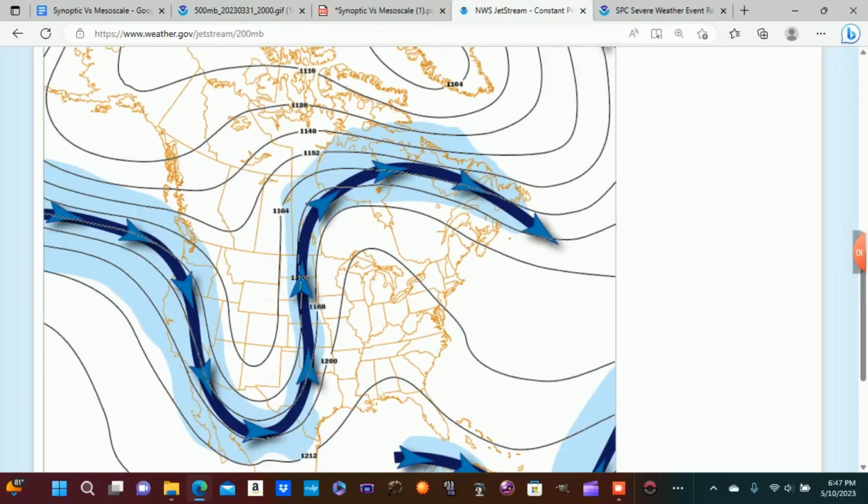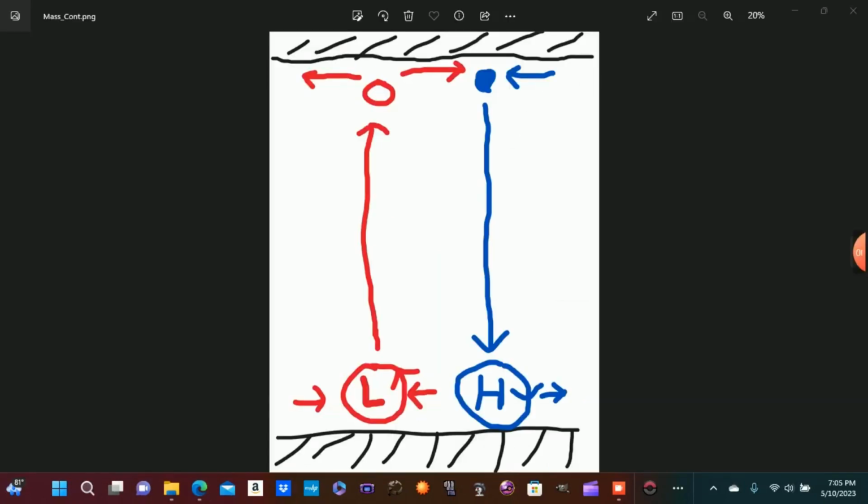The jet stream you see illustrated here on my screen. It follows through your upper level wave pattern, and it is a river of strong winds aloft. And these winds will help create strong upper level divergence, which will then relate to the second source of lift. So what is upper level divergence? The best way to explain this will be to illustrate what we call mass continuity. So what is mass continuity?